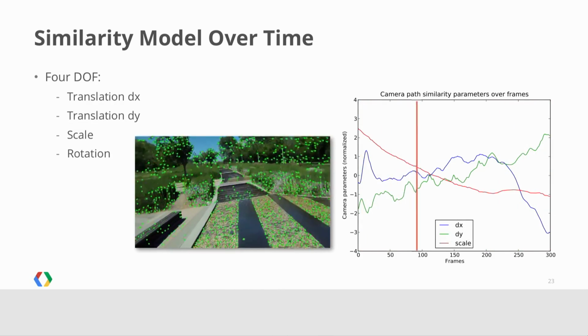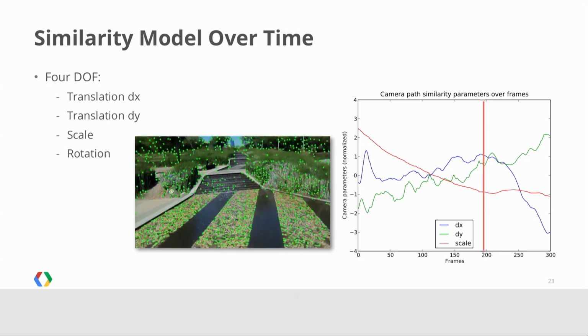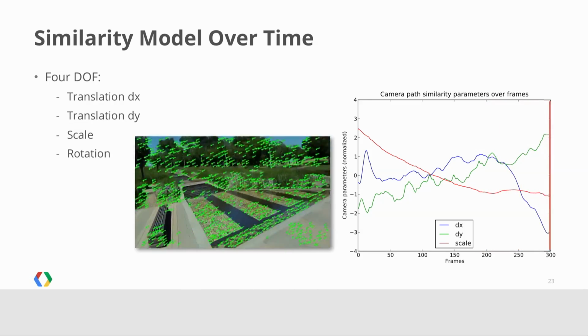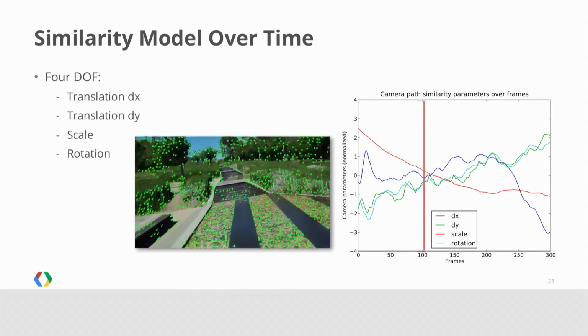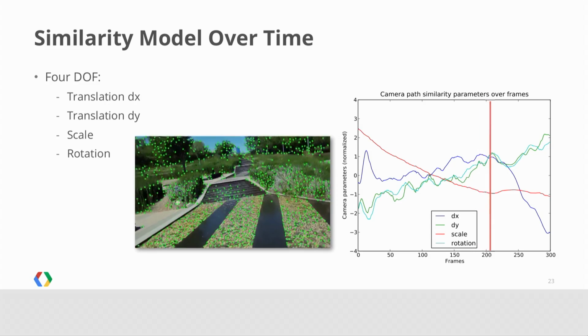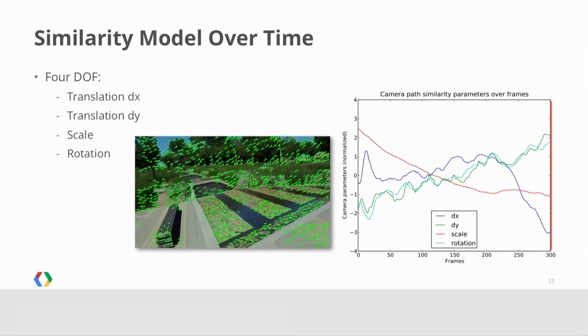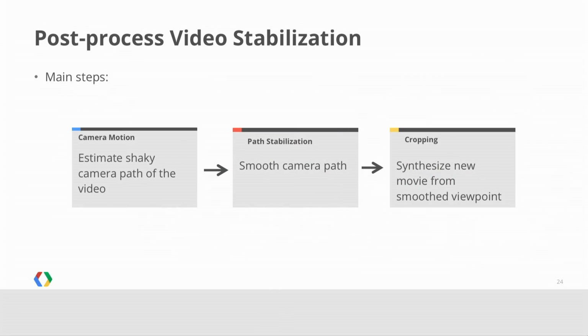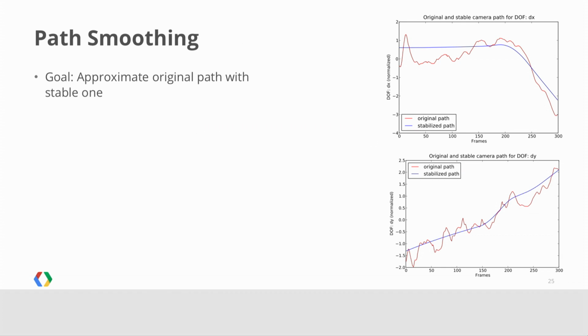We're looking now at the scale. You see the scale is going down because we're moving into the scene. And finally, the rotation, which is just wiggly, in this case, left and right. Now that we model basically the 2D camera motion with these 4 degrees of freedom over time, we can start stabilizing or smoothing them, which is the second step of our algorithm.